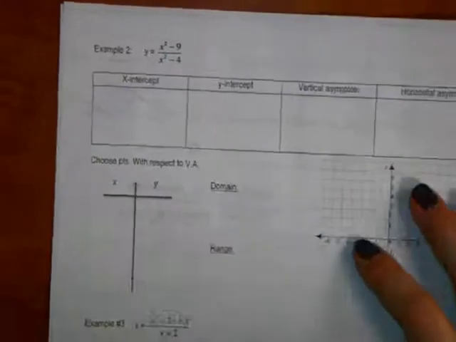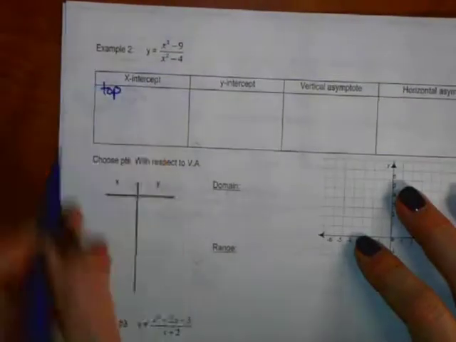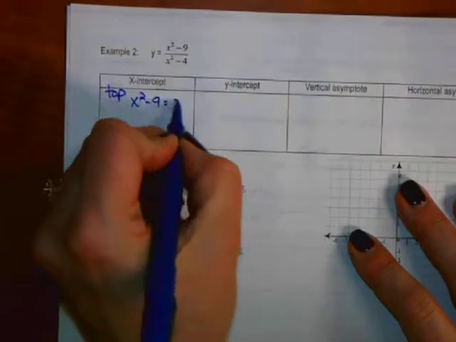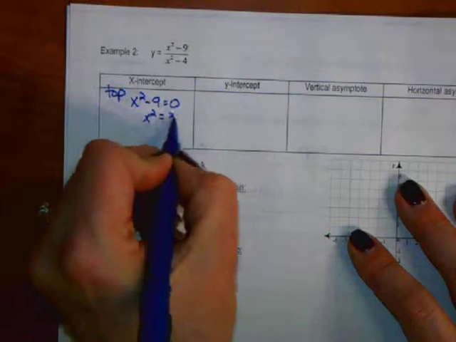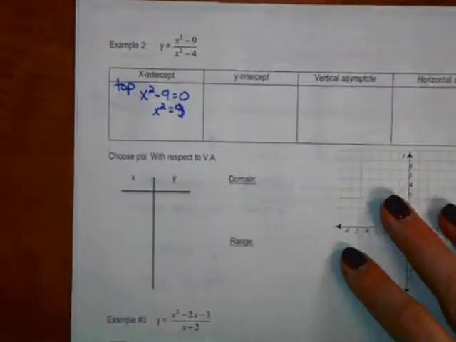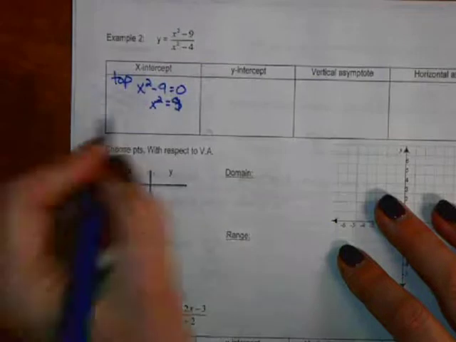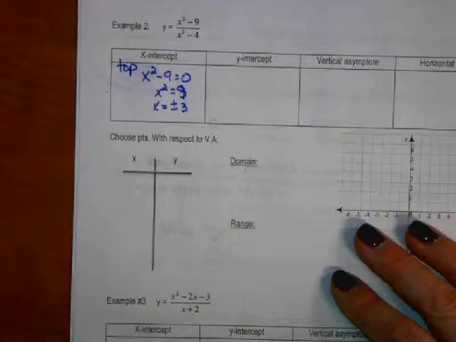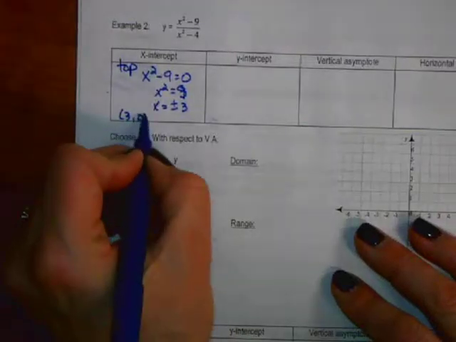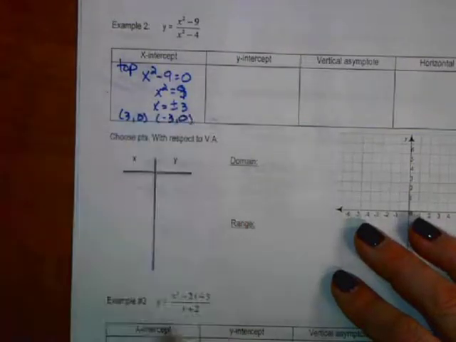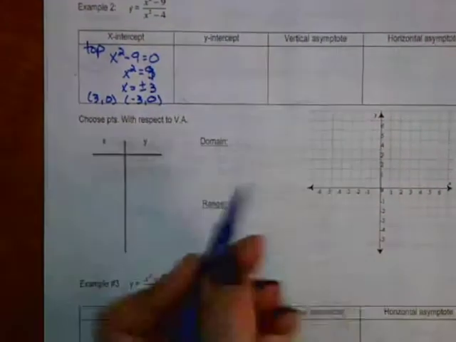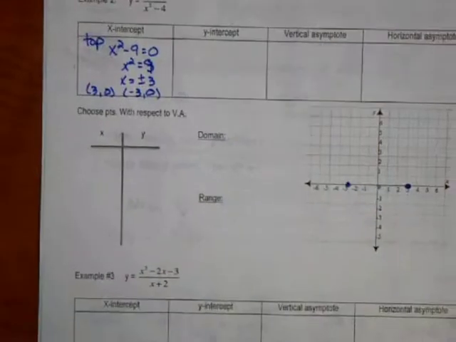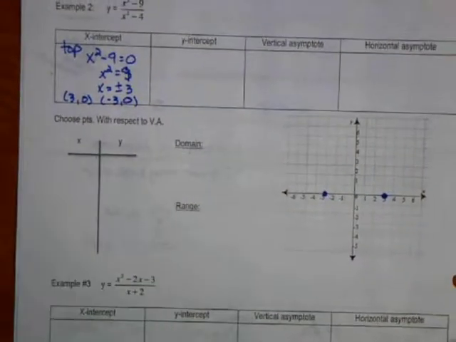All right, here we go. Let's start with the x-intercept, the top. Set it equal to 0. X squared equals 9. Square root. X would equal plus or minus 3. Okay? As an ordered pair, that would be 3, 0 and negative 3, 0. So sketch those two x-intercepts. It's going to help you draw the graph. So I sketch those, okay?